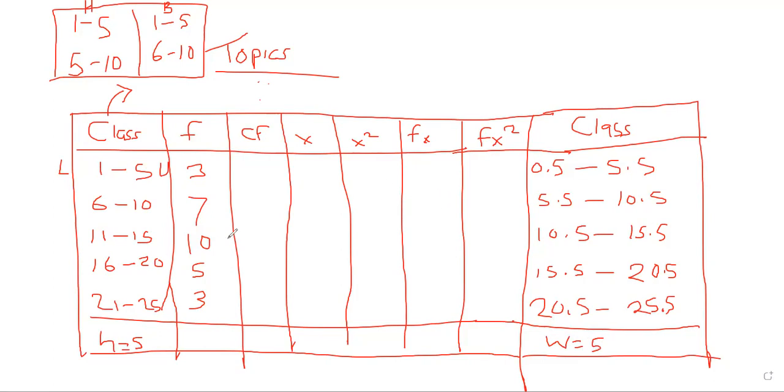All right, so this is how we find the height. Then for the frequencies, we have a 3 there, we put it here. We add it to the 7, we get a 10. We add it to the 10, we get a 20. Add it to the 5, we get a 25. Add it to the 3, we get a 28. So this last number here is usually the total of this column, the summation of the frequency, which is 28.